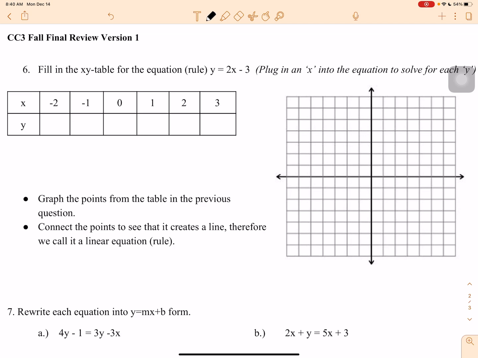All right. Number 6, fill in the xy table for the equation, which is also called a rule, y equals 2x minus 3. So if we have y equals 2x minus 3, the x's are going to be plugged in as the input. So all of these are going to be inputs. Those are all my inputs there.